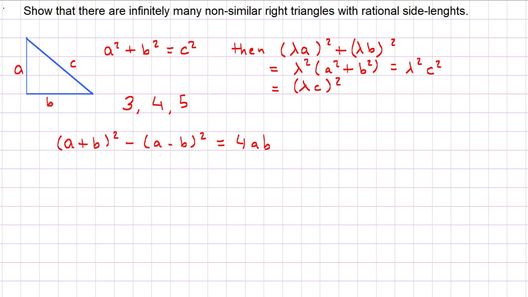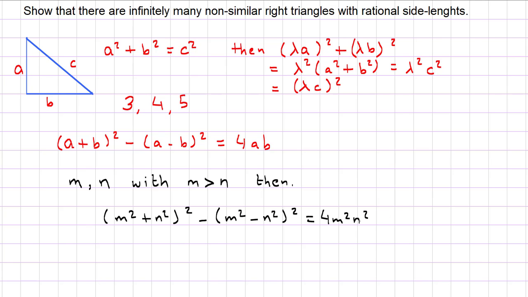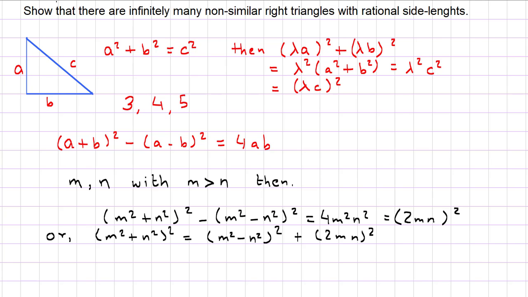Now, the solution. If we set A equals m squared and B equals n squared, we obtain the following. This shows that if m and n are positive rational numbers, with m greater than n, because lengths are never negative, m squared plus n squared, m squared minus n squared, and 2mn are sides of a right triangle.